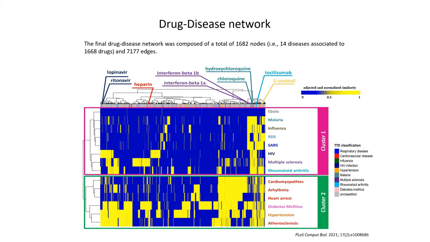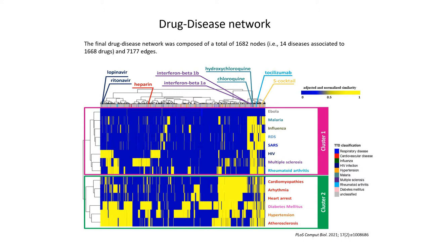The final network that SafeRunner released is represented here like a heat map, in which you can see the 14 diseases that we analyzed on the rows, and the repurposable candidates on the columns, colored according to the original therapeutic indication. Each cell represents the association of the disease and the drug, colored according to this adjusted similarity measure, increasing from blue to yellow, meaning that yellow spots are the ones with the highest association, highest similarity.